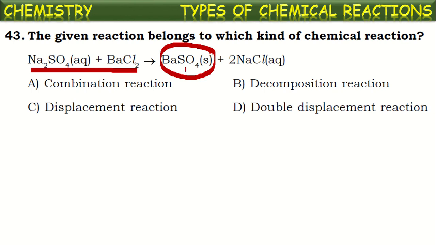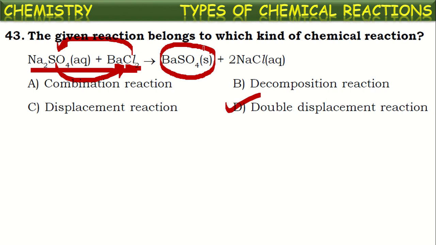It is a precipitation reaction, and based upon the type of reaction occurring here, it is also called a double displacement reaction because these two compounds are exchanging their ions mutually and forming two new compounds. So it is a double displacement reaction and also a precipitation reaction because a solid substance is being formed. A solid precipitate is formed, so it is also called a precipitation reaction.